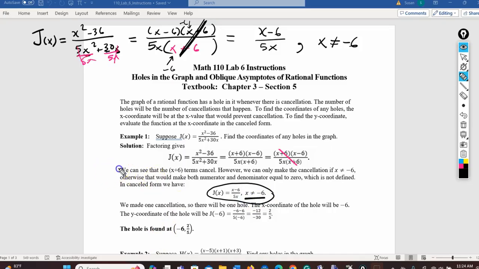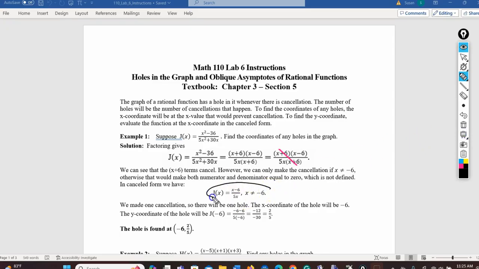Okay, so here's a little explanation. You can see that the x plus 6 terms cancel, but you can only make that cancellation if x is not equal to negative 6. Otherwise, you would have had 0 over 0, and that doesn't exist. Okay, so this is where we're at now. The x coordinate of the hole, and there'll be one hole, will be the x value that would prevent cancellation. So the hole, and we only have one hole because we only did one cancellation, is going to have an x coordinate of negative 6.